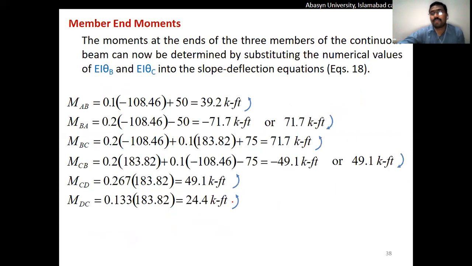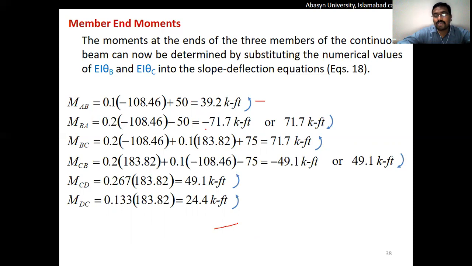Once we plug these values into these equations, we get the values of the 6 moments, with MAB as 39.2 kip-ft in the anti-clockwise direction. Similarly, a moment which is positive means that the assumption is correct, and a moment which is in the negative direction means that the assumption is wrong, and we have to change its direction.